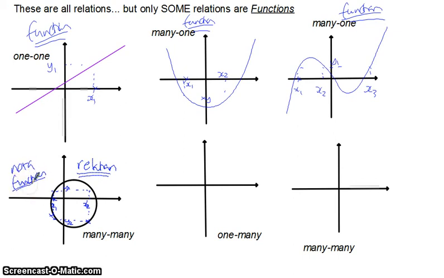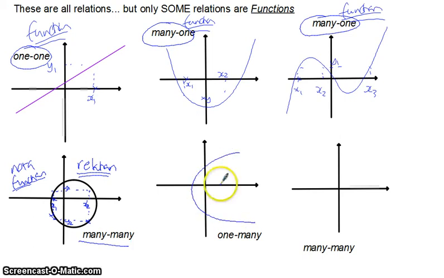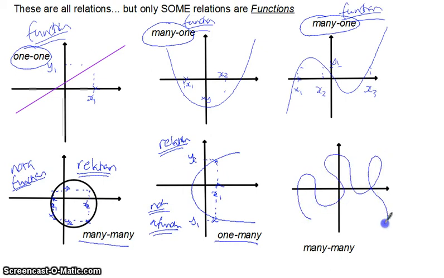Remember, to be a function, it has to be one-one or many-one. Those are functions. Many-many is a relation, but it is not a function. Well, we can have one-many as well. Here's an example. Now this here, we have a single x value producing two y values, y2 and y1, and that is one x value to many y values, making it one-many. This is again a relation, as is everything else, but not a function. And you could get other kinds of many-many relations, maybe from some kind of weird squiggle like that.